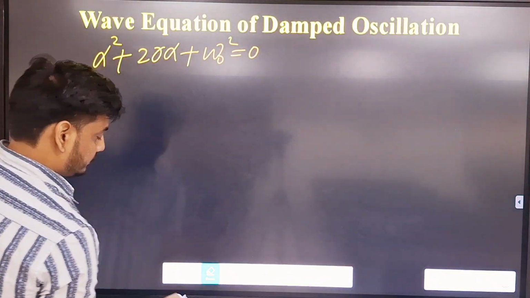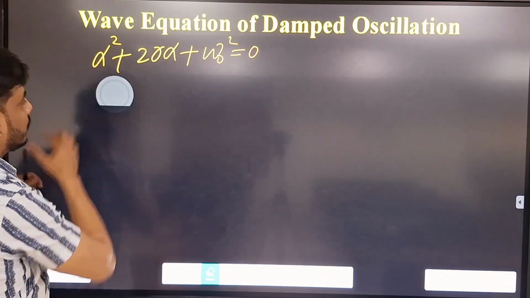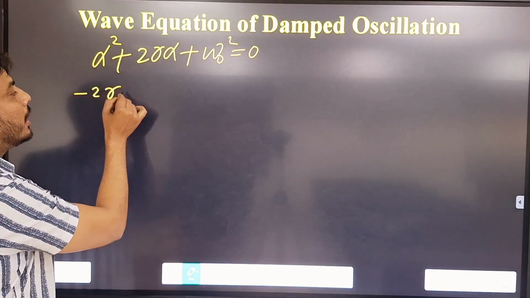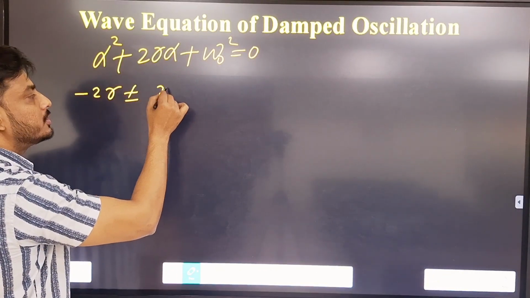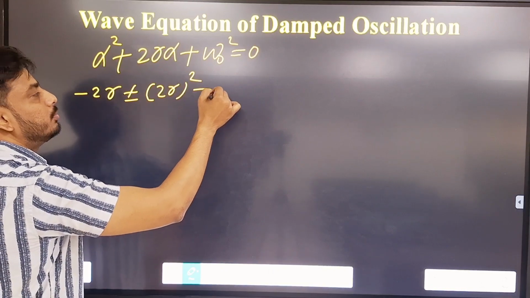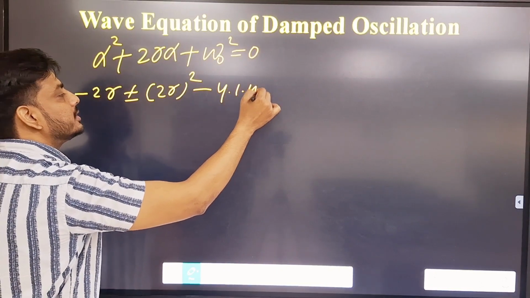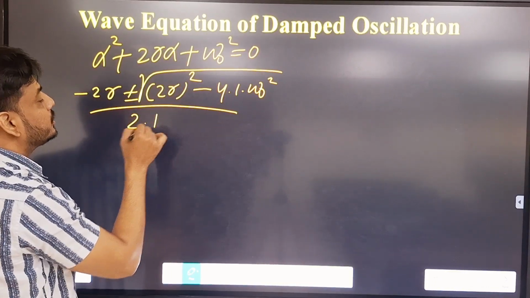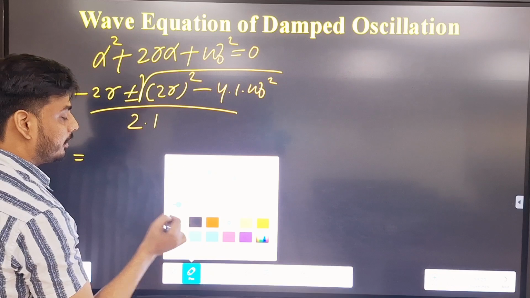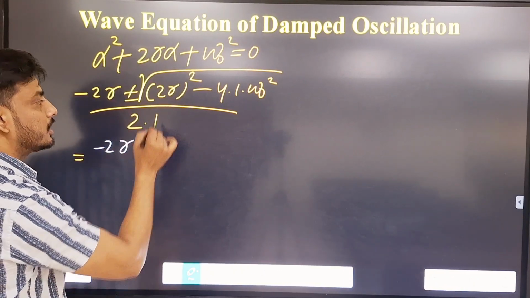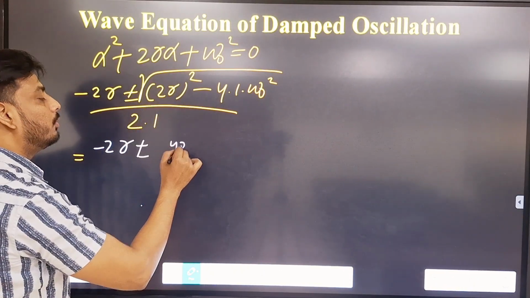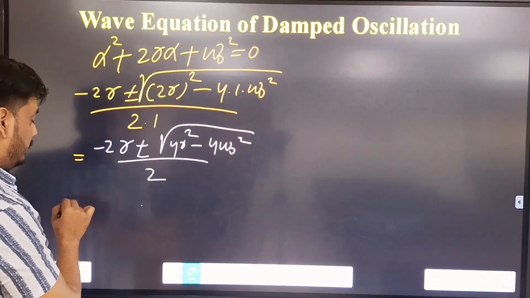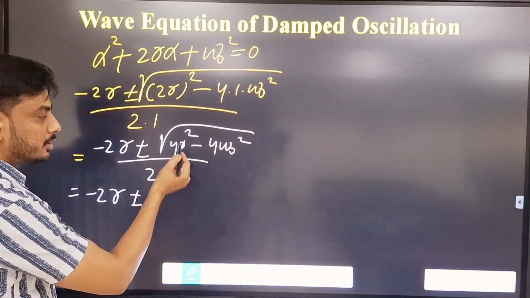Directly I am writing here. So this will be minus 2r plus or minus the square root of 2r square minus 4ac, where a is 1 and c is omega naught square, divided by 2a, and a is 1 here. So we have the value like this: minus 2r plus or minus the square root of 4r square minus 4 omega naught square, divided by 2. And this is minus 2r plus or minus, we can take common.